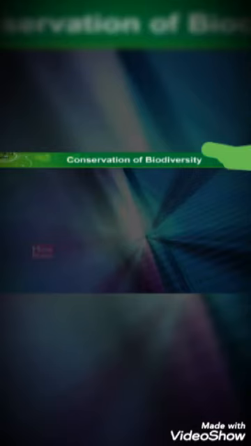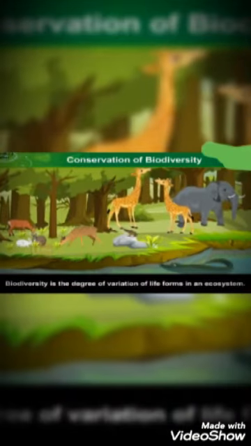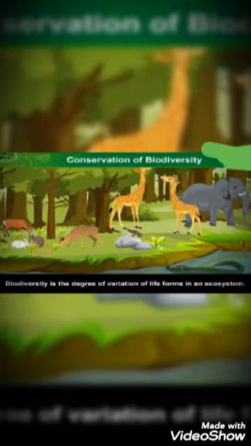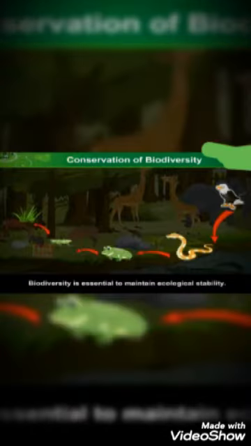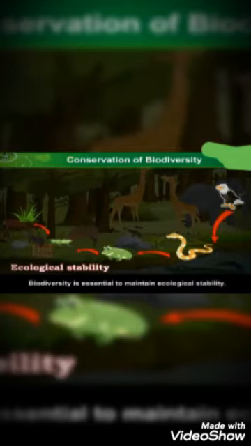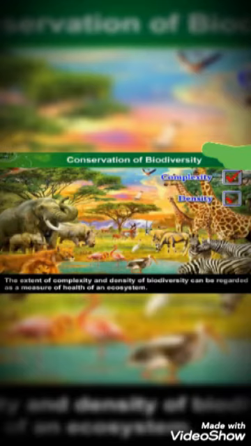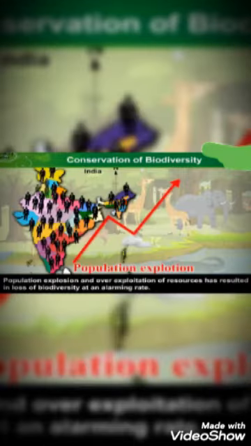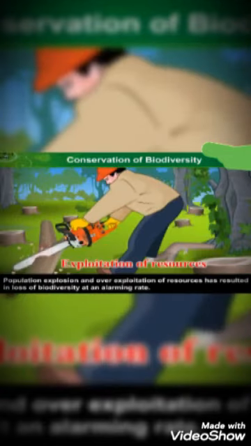Conservation of biodiversity. Biodiversity is the degree of variation of life forms in an ecosystem. Biodiversity is essential to maintain ecological stability. The extent of complexity and density of biodiversity can be regarded as a measure of health of an ecosystem. Population explosion and overexploitation of resources has resulted in loss of biodiversity at an alarming rate.